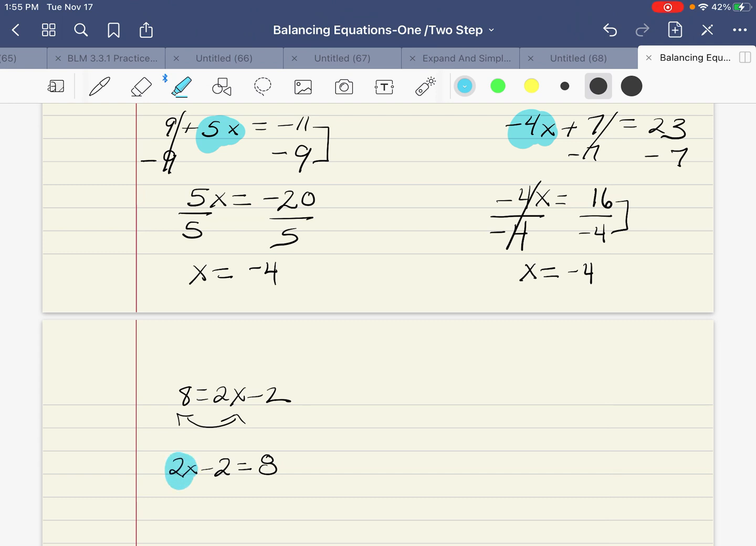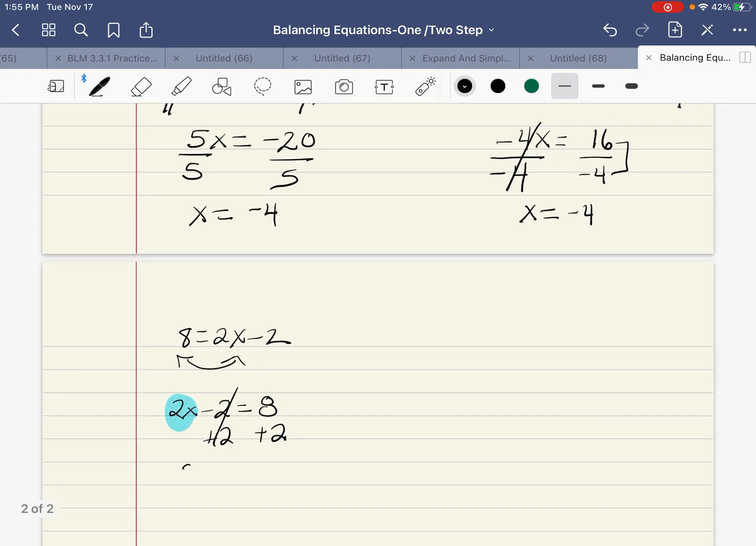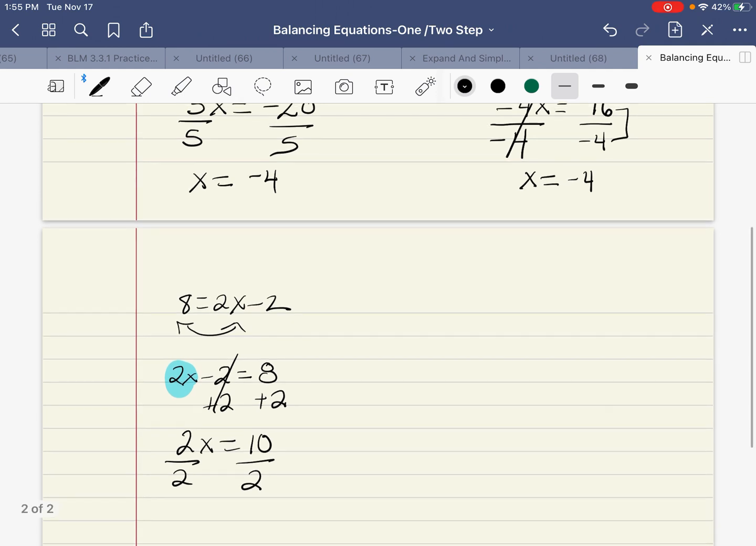So again, I'm going to deal with 2x last. Opposite of minus 2 is going to be plus 2. And it's going to leave me 2x equals 10. We want 1x. I'm going to divide by 2. And 10 divided by 2 is 5.